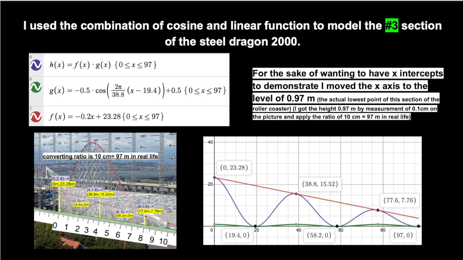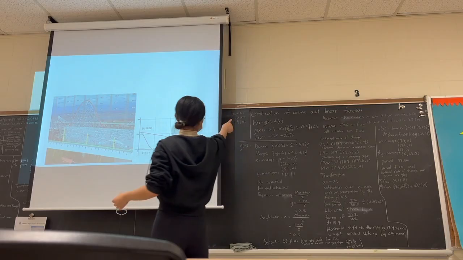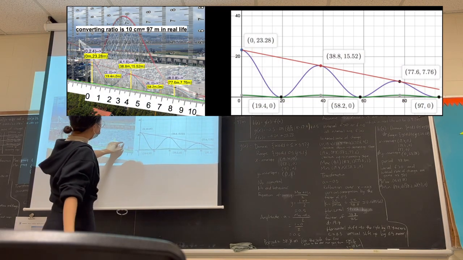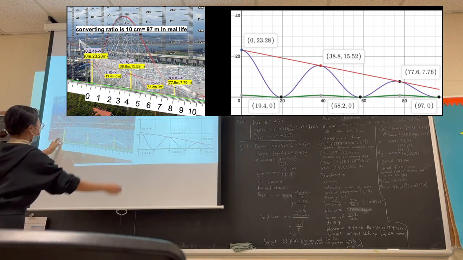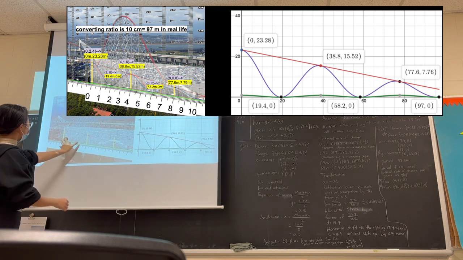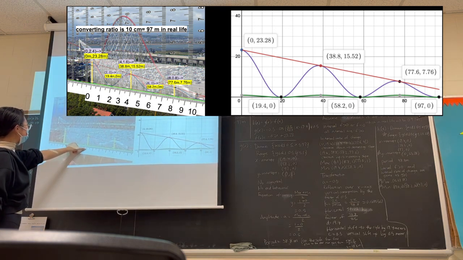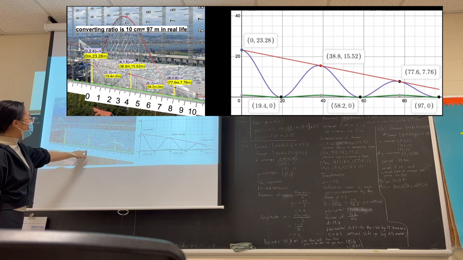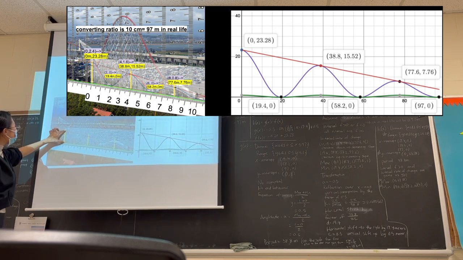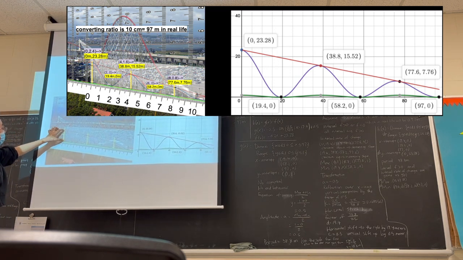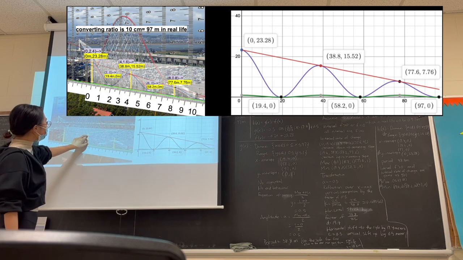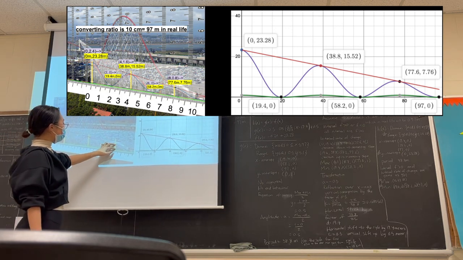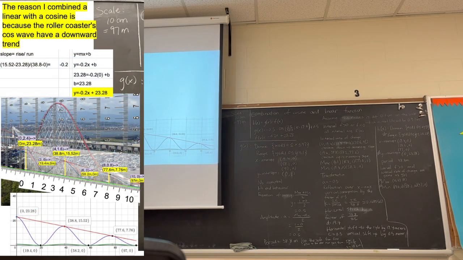So here's the last section of the graph, and the scale is 10 centimeters on this graph, representing 97 meters in real life. And then here's the thing we're analyzing, and the period of this on the scale is 4. That means it is 38.8 meters in real life. And the height of this is 2.4 on the scale, so that is 23.28 meters in real life. And here is 15.52 meters in real life, and this is 0.8, which is 7.76 meters in real life.